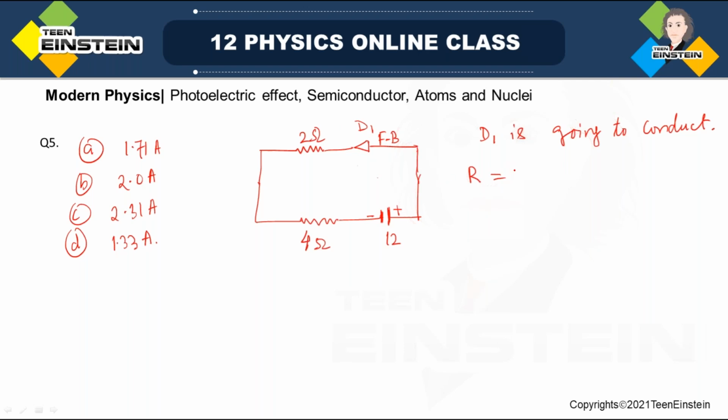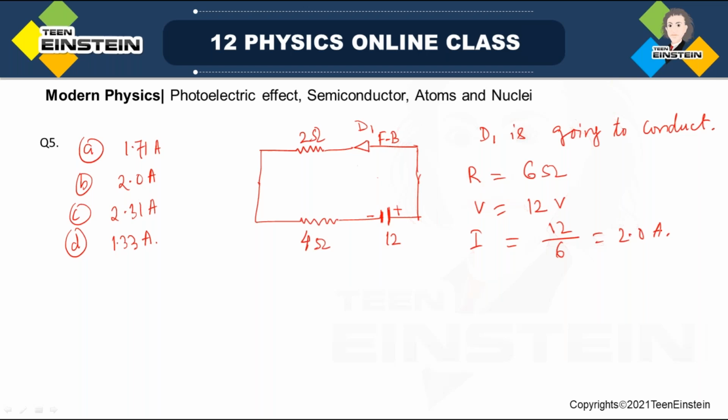So you have resistance 6 ohm, right? And the battery voltage is 12 volt. So 12 volt by 6 ohm will be 2.0 ampere. So this is the answer. This is very simple, so no need to worry too much. This kind of problem you can solve very easily.